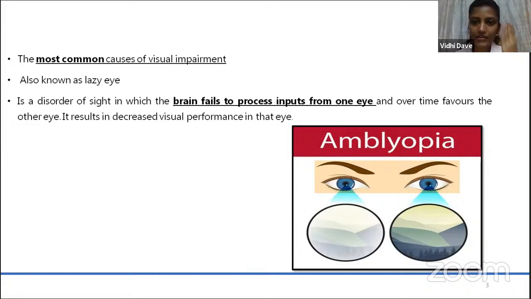So the eye whose image is not appreciated by the brain is the amblyopic eye, and the other eye continues to work normally. Now, because the brain favors and relies on the image formed by the normal eye, the visual performance in the affected eye slowly keeps on deteriorating, and thus the visual performance in that eye decreases.